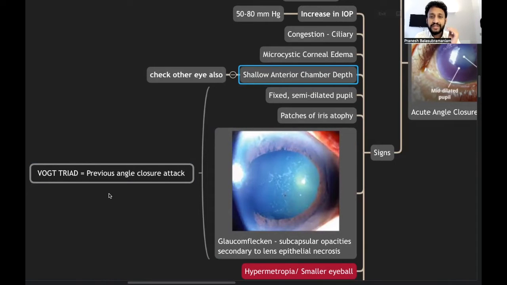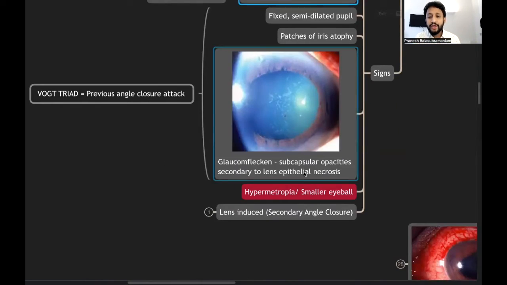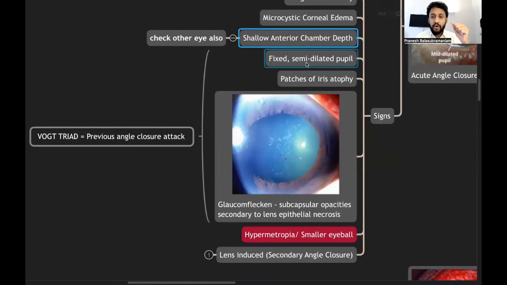A previous angle closure attack means you have three important signs, what you call Vogt's triad. You will have a fixed semi-dilated pupil, which you can even have in the current angle closure attack as well, because of sphincter ischemia. Patches of iris atrophy, again because the iris is affected by the ischemia. And you can have subcapsular opacities, which are secondary to lens epithelial necrosis, what you call glaucoma flecken. Very important. Like I said, these three form Vogt's triad.